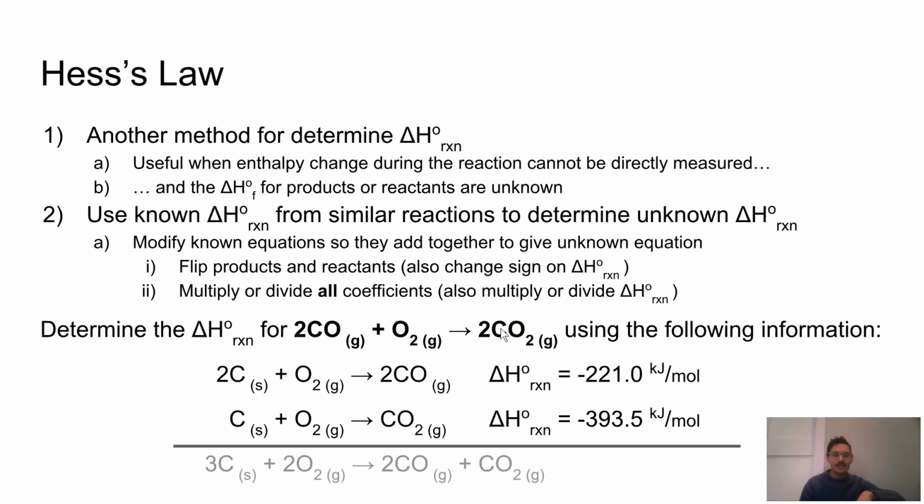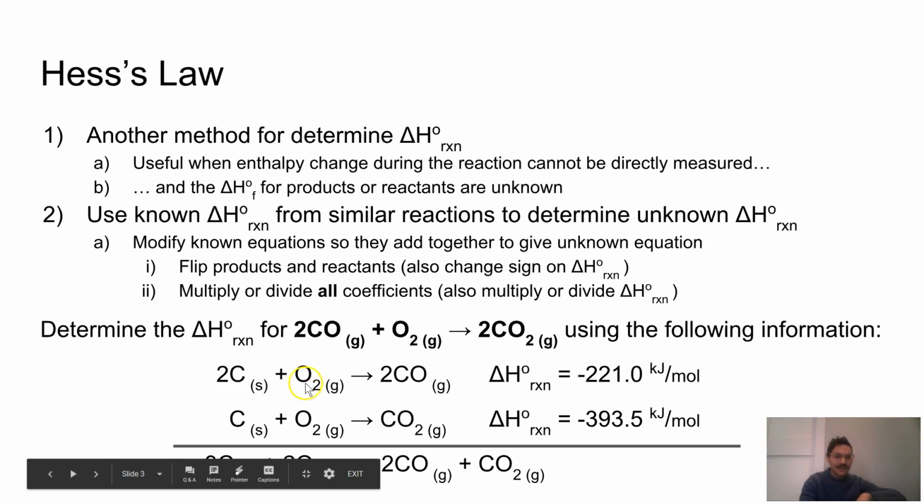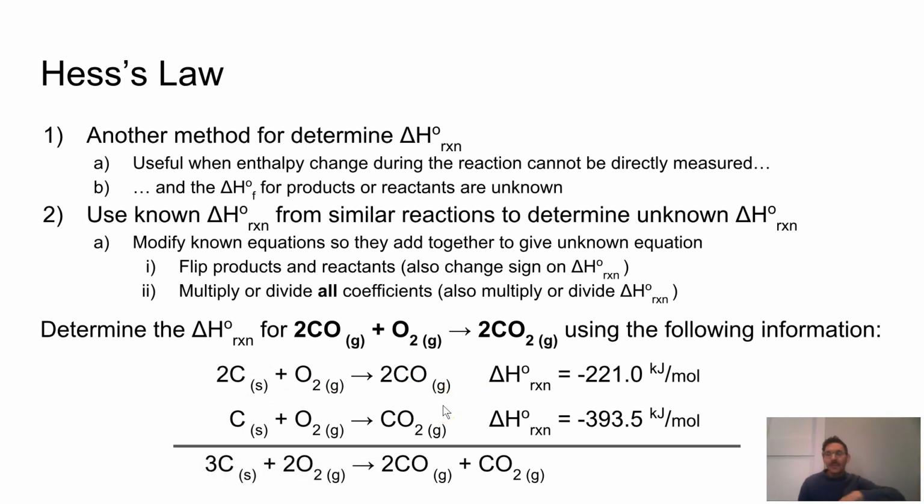But let's see what these guys add up to right now. Right now, that's not the equation I want. If I just add these two equations together, add up all the reactants and all the products, we can see that this is not what I want. So let's modify it. Let's flip that guy like I said we need to do. We needed carbon monoxide as a reactant. And you can see when I flip this around, I also changed the sign. It's now no longer a negative 221. It's now positive 221 kilojoules per mole.